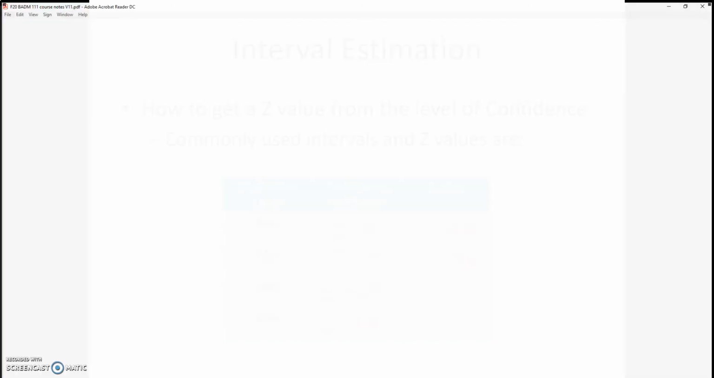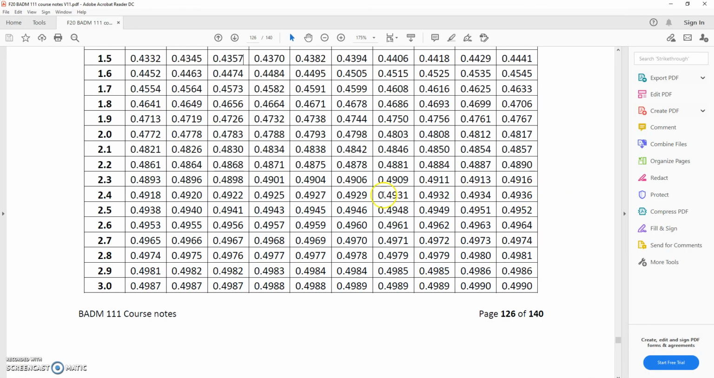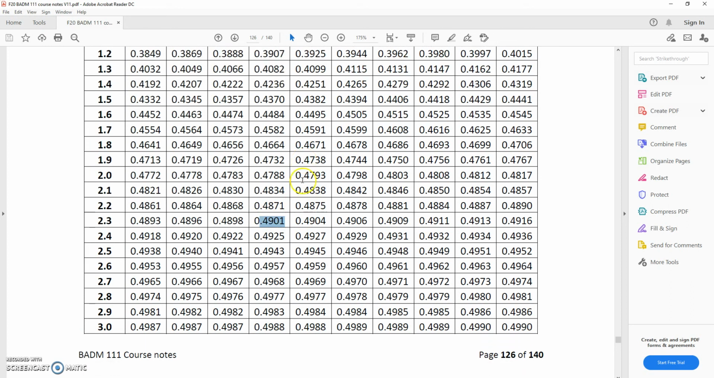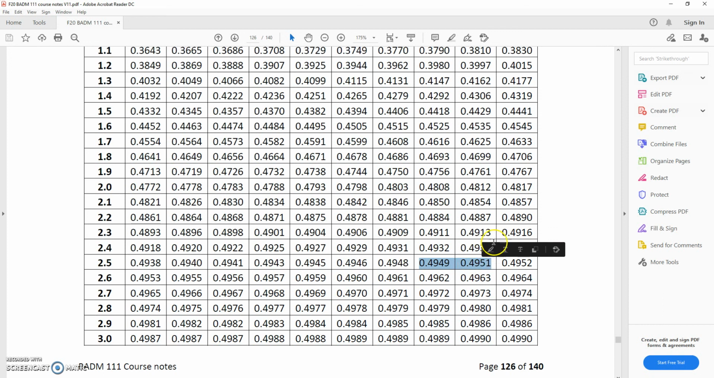So 98% is going to be in this value here. 98% divided by 2 is 0.49. That's going to be 2.33. And 99% is 0.495, which is going to be right in between here. We're going to choose 2.58.